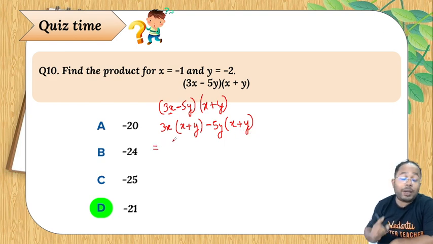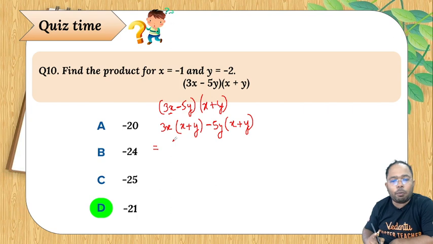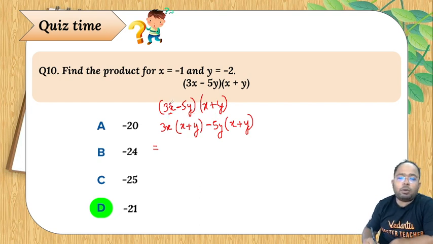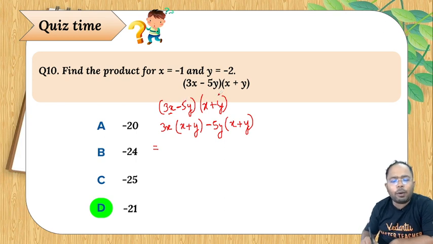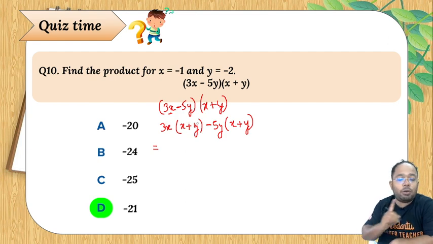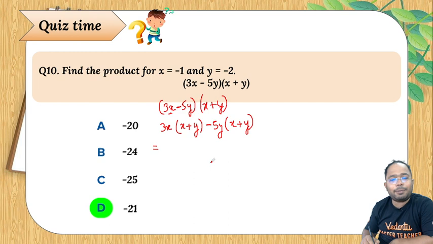This is a very common mistake that I have been observing for years, that we forget to multiply here. Or sometimes the students will just multiply 3x into x, 5y into y, and just forget about the other terms. No, we have to do it in a process so that we do not commit a mistake. So 3x multiplied with x plus y, minus 5y multiplied with x plus y.